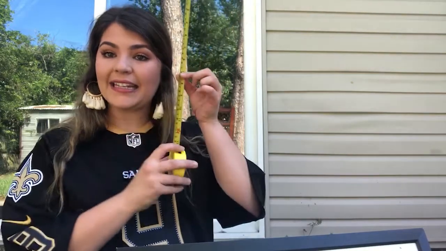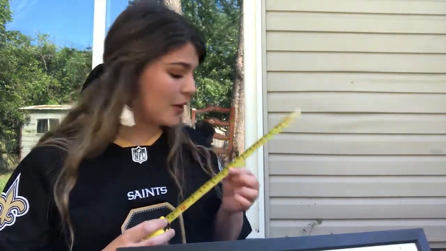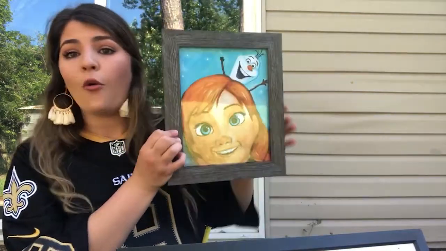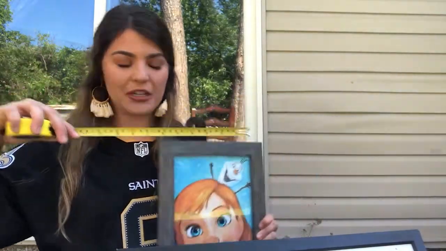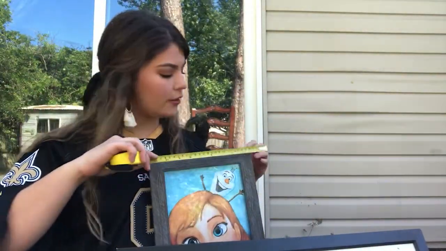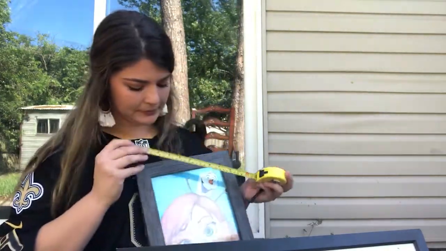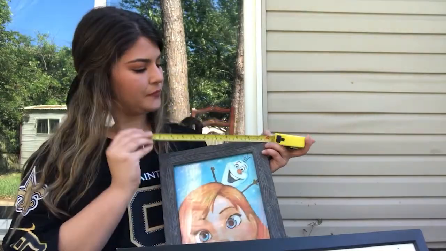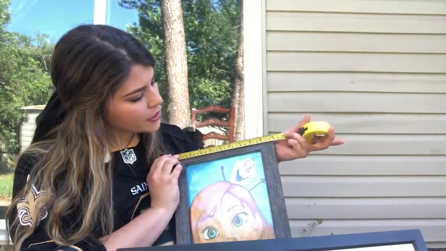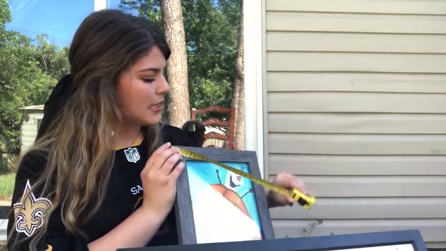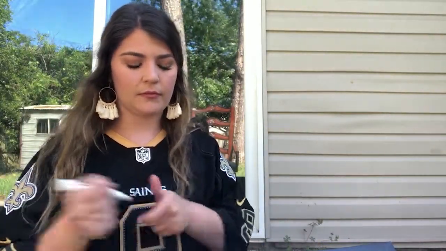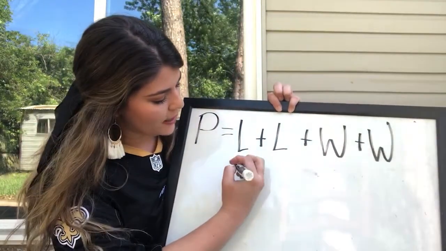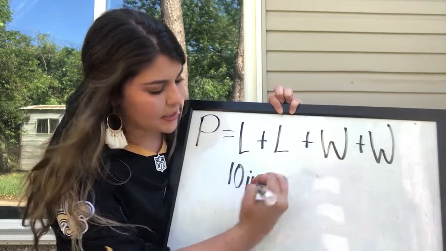I have my handy dandy tape measure. If you have a ruler, you can use a ruler as well. I have what I'm going to measure, and what I'm gonna do is take my tape measure and go from one end to the other and measure that length, that one side. So when I measure, I get a measurement of, you can see, 10 inches. So on my length here, I'm gonna replace that L with 10 inches, okay?